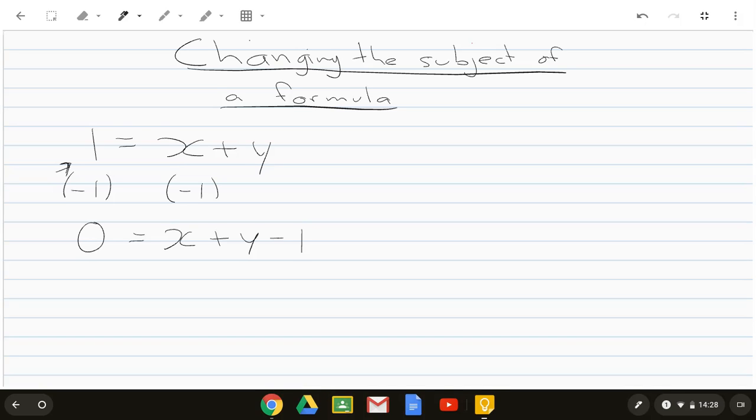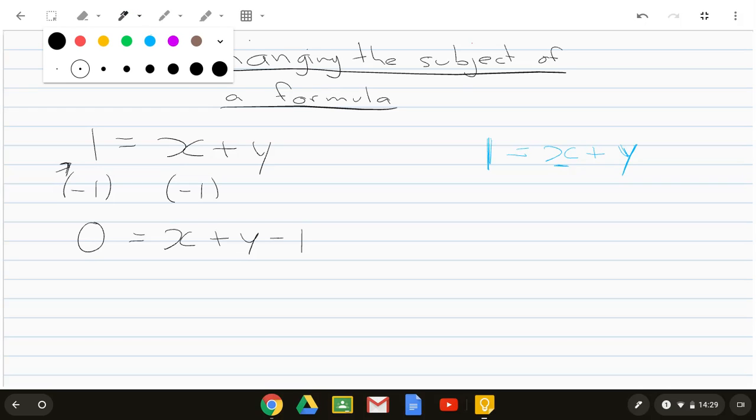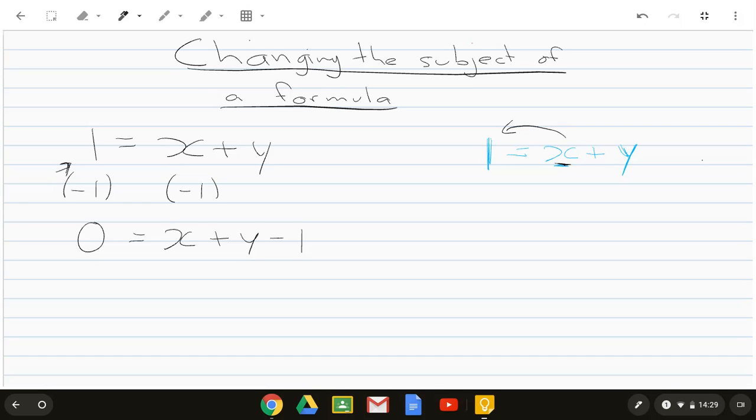Now, if I take the same equation over here on the right, I'll change the colour of my pen. If I take the same equation, 1 equals x plus y. And let's say for this equation, I want to make x the subject of my equation. I will change it back to black. Okay, now in this one, I want to make the x the subject of the equation. So I need to get the x onto the left and the 1 over onto the right.